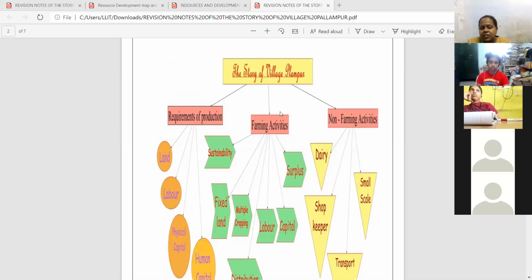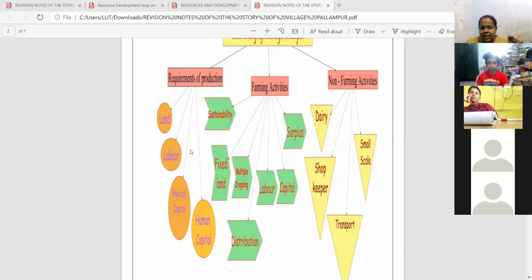So the whole story of village Pallampur lies in three key words: requirements of production, farming activities, and non-farming activities. In the requirements of production, we need LL, that is nothing but land and labor. Two capitals, physical capital and human capital. That's all. Requirements over. You have to define what is land, what is labor, what is physical, and what is human. Then farming activities. Here also labor and capital are coming. So labor we need more or less. Capital we need more or less. That comes under surplus. So what kind of cropping we need? Whether the land is retaining its fertility, whether the land is a fixed land, whether the land is cultivable. Those are all coming under farming activities.